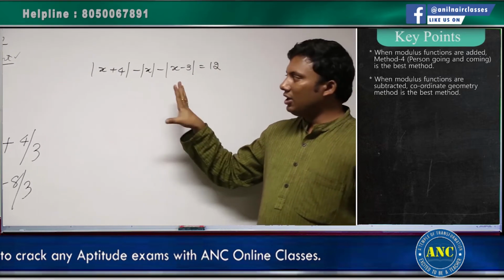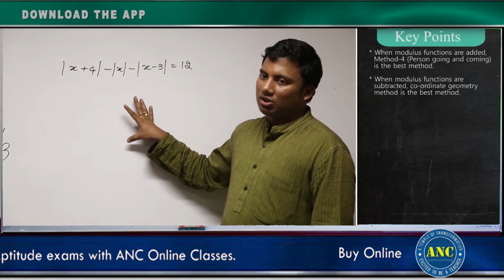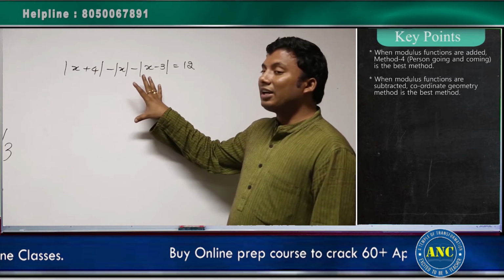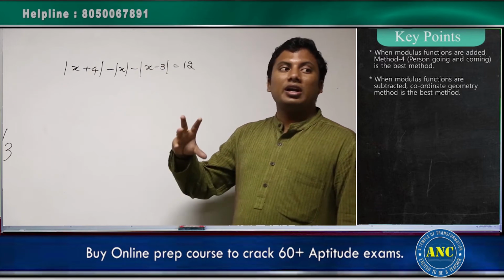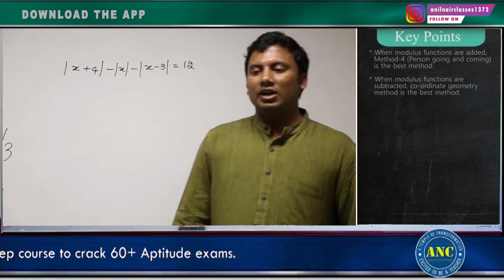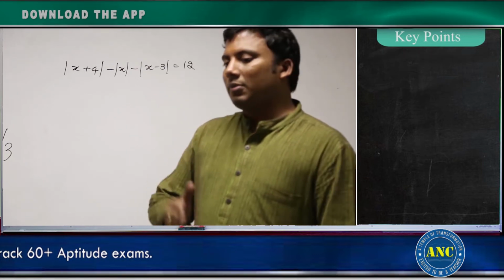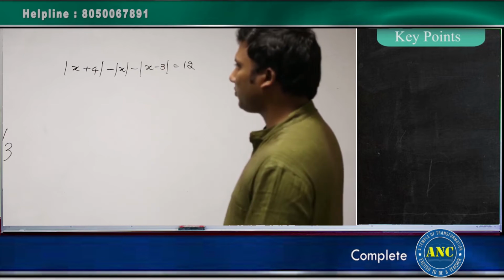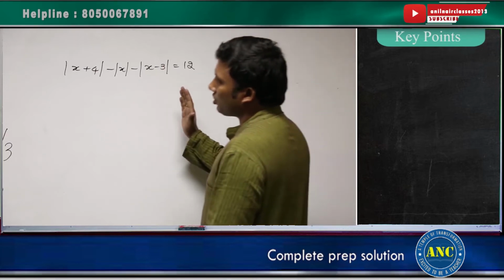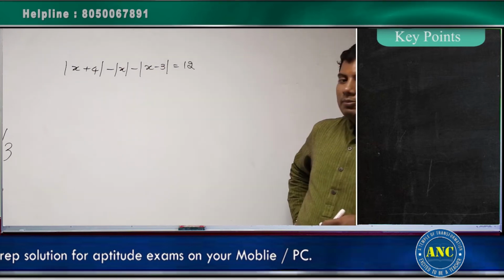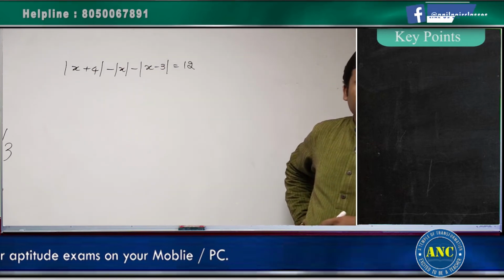Now, listen carefully. This question I will solve, another question you need to solve. Whenever modulus functions have a negative sign in between, the coordinate geometry method is the best method. Please write it down. Method 1 and method 2 are the generic definitions of modulus function. Depending upon the question, that method will become the best method.